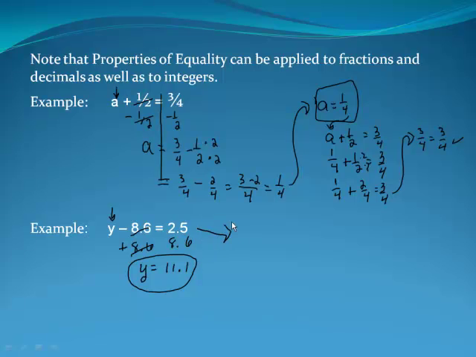To check that answer in the original problem, I'm going to put that 11.1 in for my y. So I've got y minus 8.6. The question is, is that really equal to 2.5? That's my question in a check. Do the two sides really equal when I put that value in for my variable? Left-hand side, 11.1 minus 8.6 is indeed 2.5, and 2.5 equals 2.5. Looks good, checks out. Looks like we got the right solution.